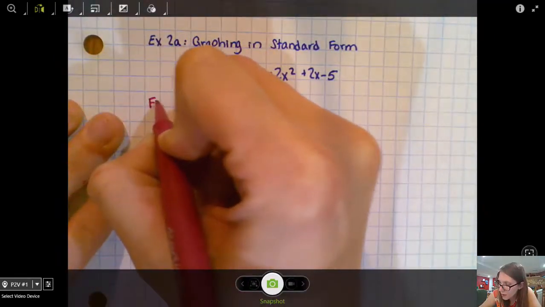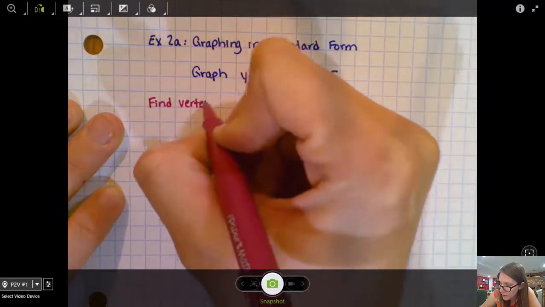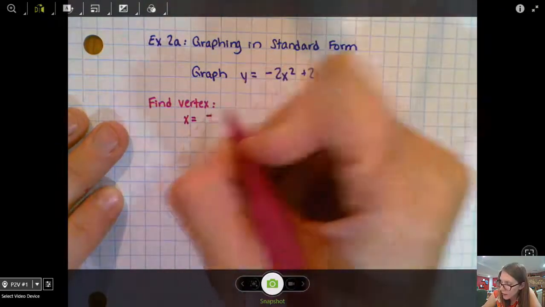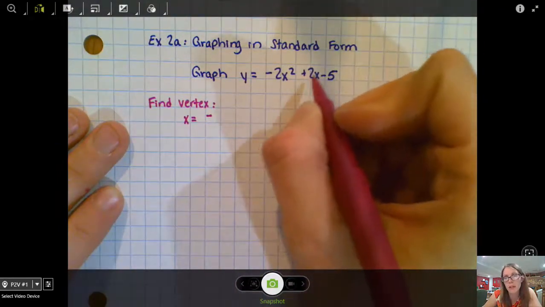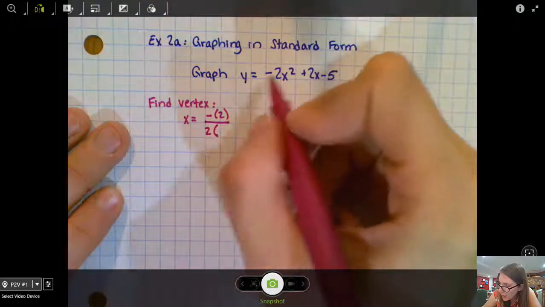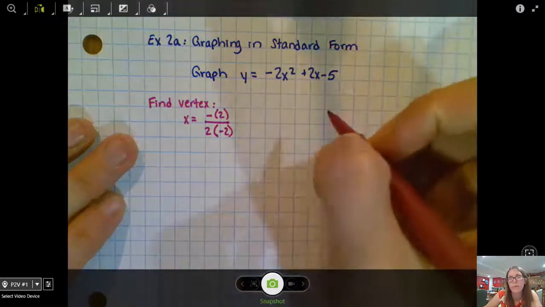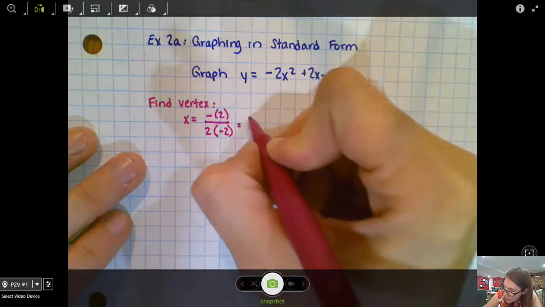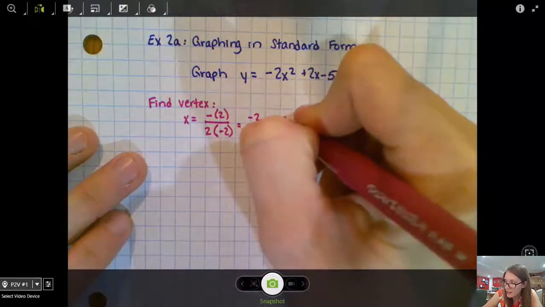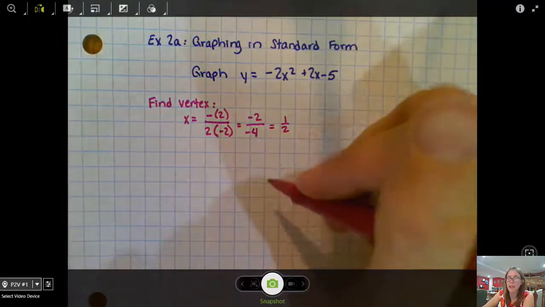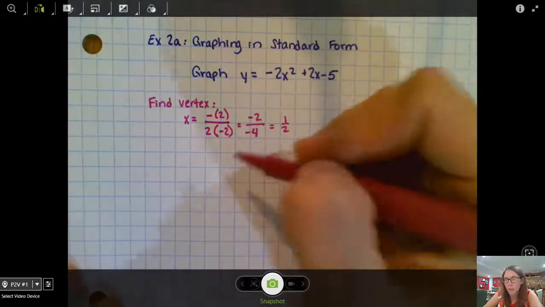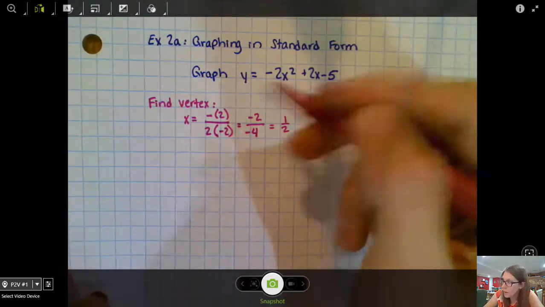So I guess our first process is to find our vertex, just like when we had vertex form. And that's what I will do over here. Find the vertex first. The x coordinate of my vertex is negative b over 2a, where b is my coefficient in front of the x. So negative 2 over negative 4. We get a fraction here. That's okay though. So the x coordinate of my vertex is 1/2. Alright, we can work with this. Let's plug this into my equation to get the y coordinate of my vertex.